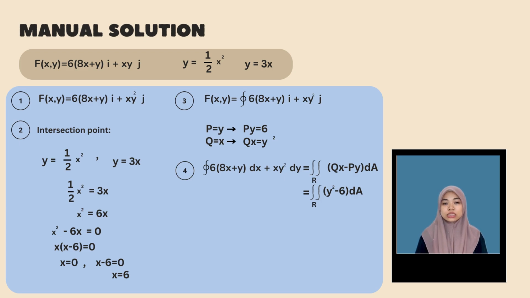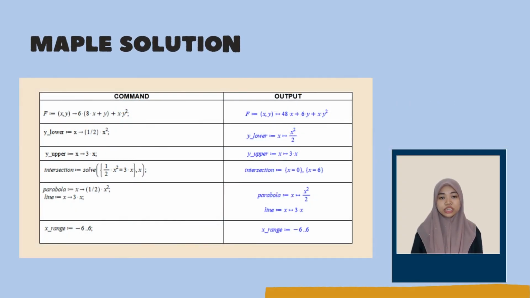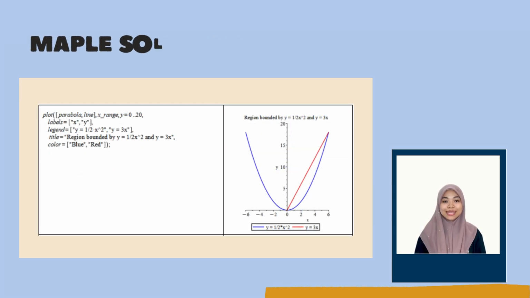And fourthly, substitute into Green's theorem. Lastly, we use type 1 to do the integration, and the final answer we got is 1141.71. For the Maple solution, first define the vector field and set y lower and y upper. Then find the intersection using this command. After that, define the equation for the parabola and line and the range for x. Then use the plot command to plot the graph.